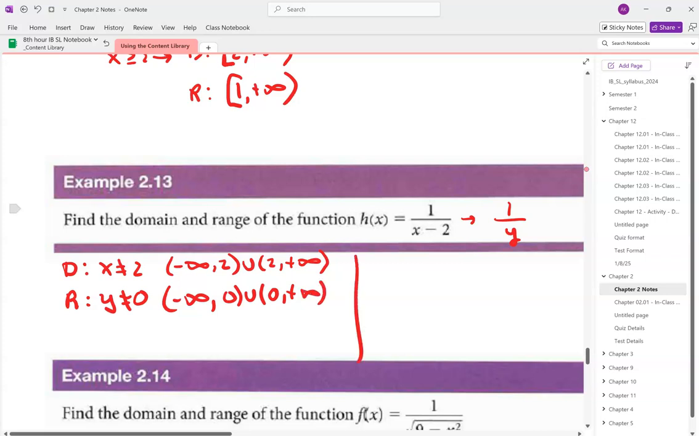What's the other way to think about this? If you remember from Algebra 2, this looks like a simple rational function. I know that a simple rational function has a vertical asymptote at x equals h and a horizontal asymptote at y equals k. So the domain is going to be everything except for h, and the range will be everything except for k.